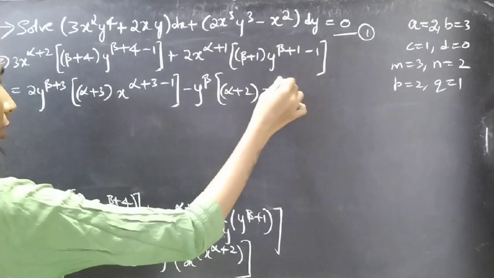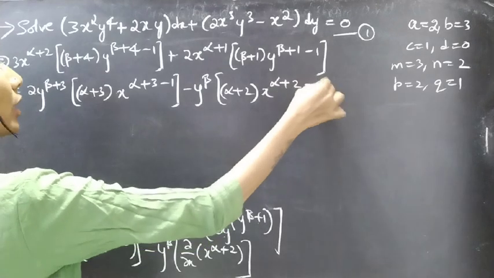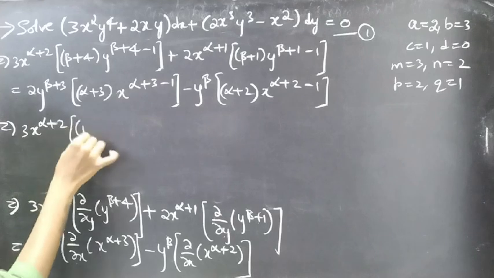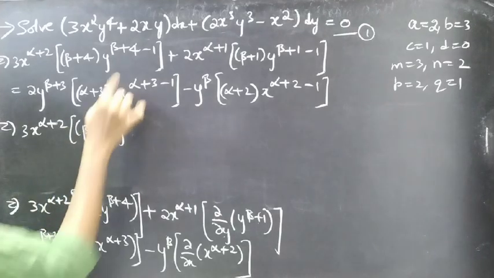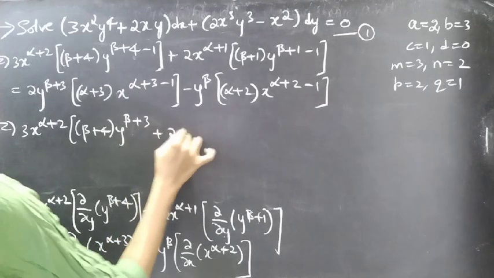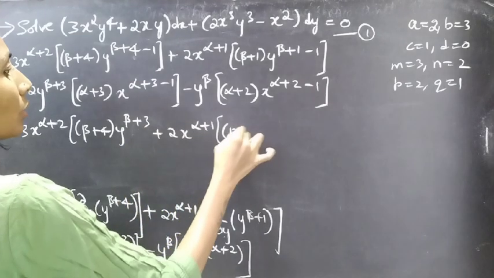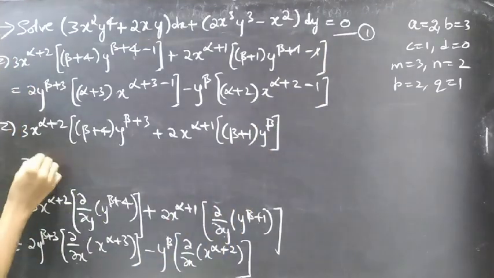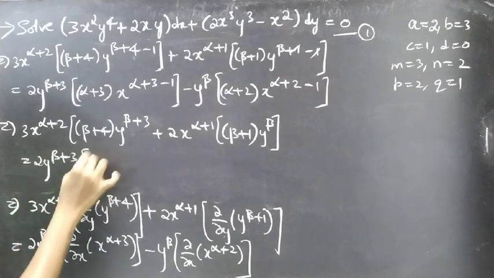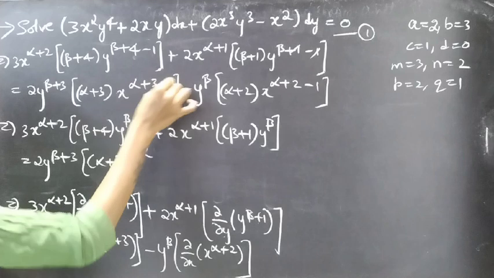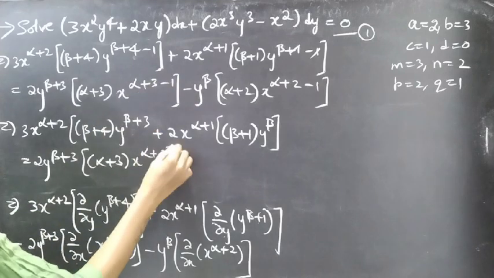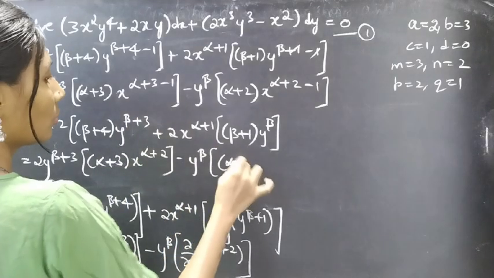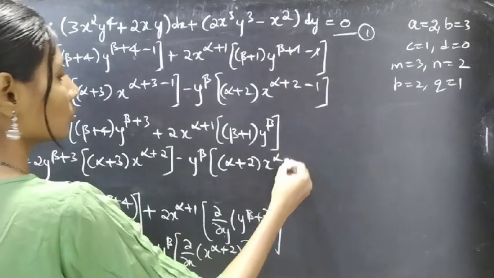x^(α+2-1), which gives us 3x^(α+2) times (β+4) y^(β+4-1) plus 2x^(α+1) times (β+1) y^β equal to 2y^(β+3) times (α+3) x^(α+3-1) minus y^β times (α+2) x^(α+2-1).